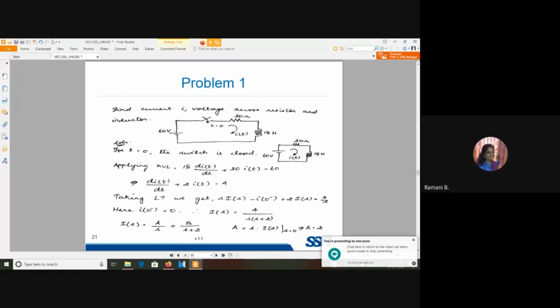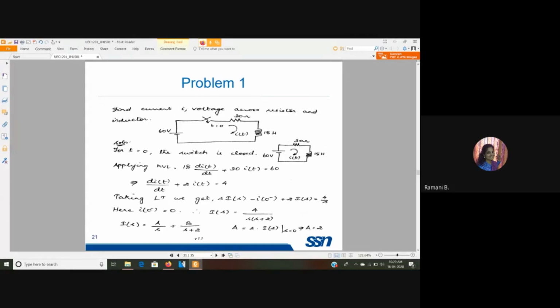Let us see some problems. So here the first problem: find current I, and the voltage across the resistor and inductor. You are given a circuit which has a 60 volt supply, a 30 ohm resistor and a 15 Henry inductor. Now the switch is closed at t equal to 0. Here they did not mention anything about the initial value of current in the inductor, so we have to consider I(0-) to be 0 over here.